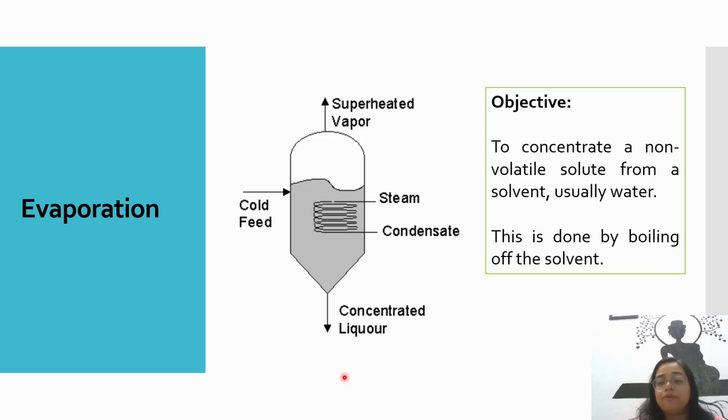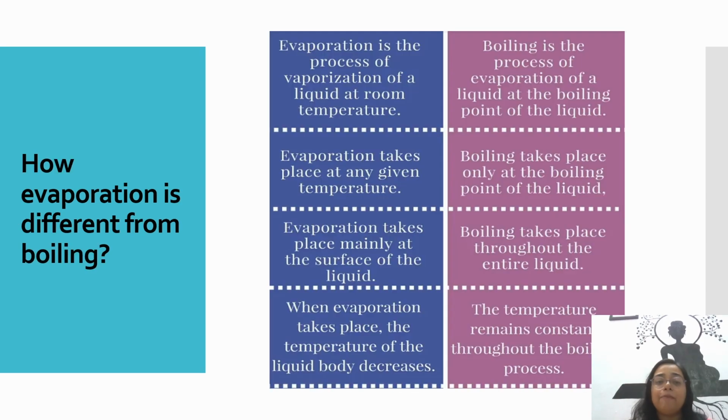Now in the next slide we will see how evaporation is different from other heat transfer operations like boiling. As we know, boiling is the type of process where liquid boiling takes place when the liquid reaches its boiling point. If it does not reach its boiling point, boiling does not take place. However, evaporation can take place at any temperature. Suppose at room temperature also evaporation can take place.